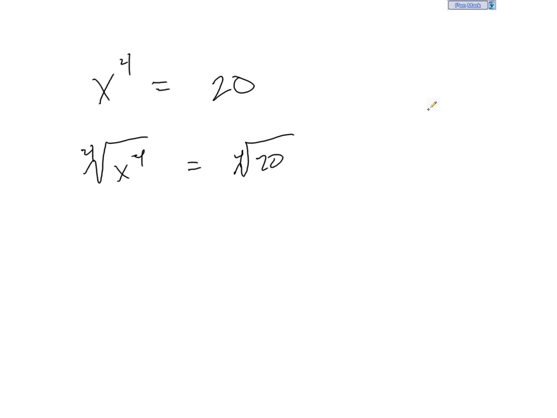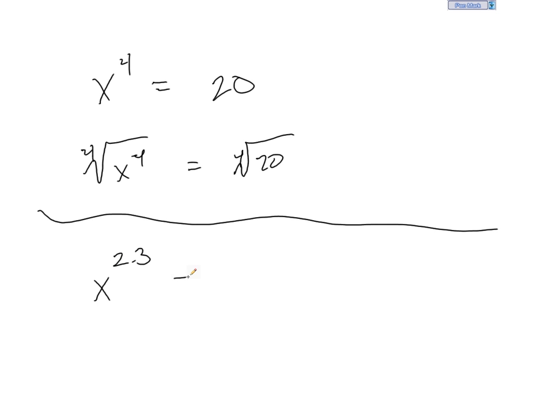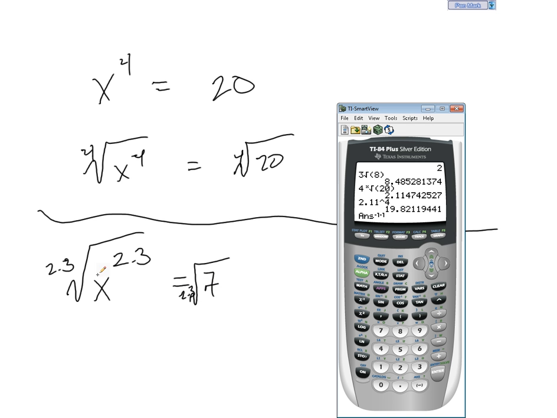Okay, so what if we're trying to find roots that aren't perfect? For example, what if we wanted to do the 2.3 root of 7? So what would that mean exactly? Well, certainly we could take the 2.3 root of both sides. Kind of a weird thing to think about. What number times itself 2.3 times gives me 7? But I could do the same thing.